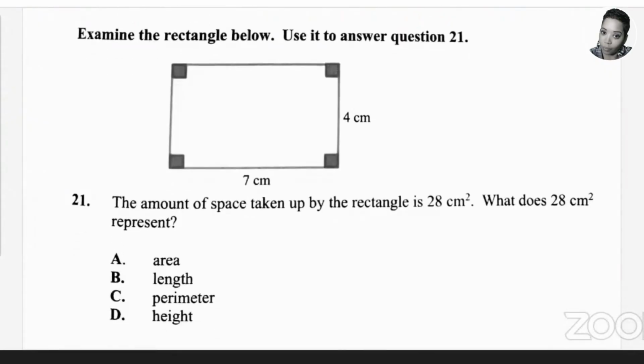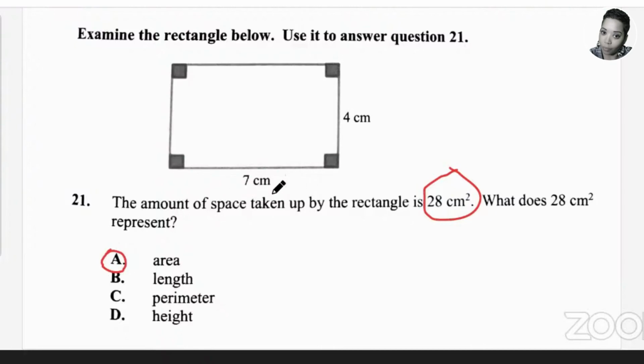Question 21. All right, so now we are at the final 10 questions of the paper. Examine the rectangle below. Use it to answer question 21. The amount of space taken up by the rectangle is 28 centimeters square. What does 28 centimeters square represent? Usually, I hope you know by now that when you see centimeters square, that's automatically talking about area. Let's do the calculations to see. 7 times 4, that's 28, 28 centimeters square. So like I said, the answer would be A, area.